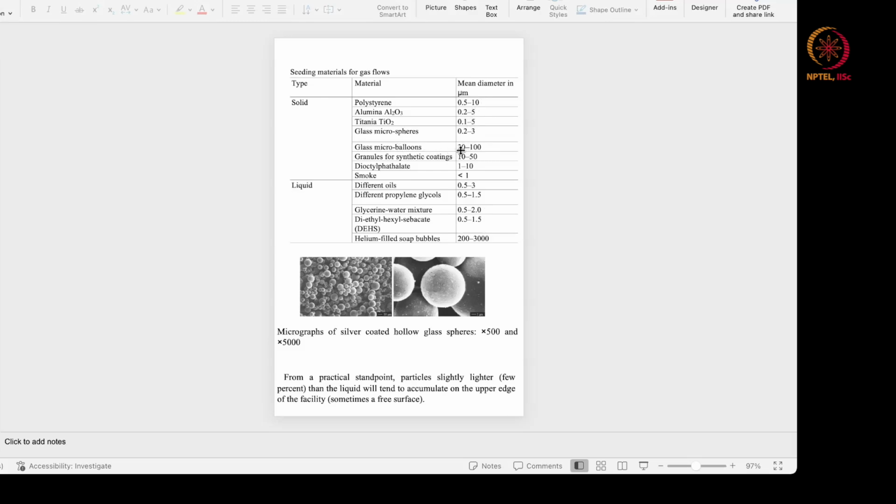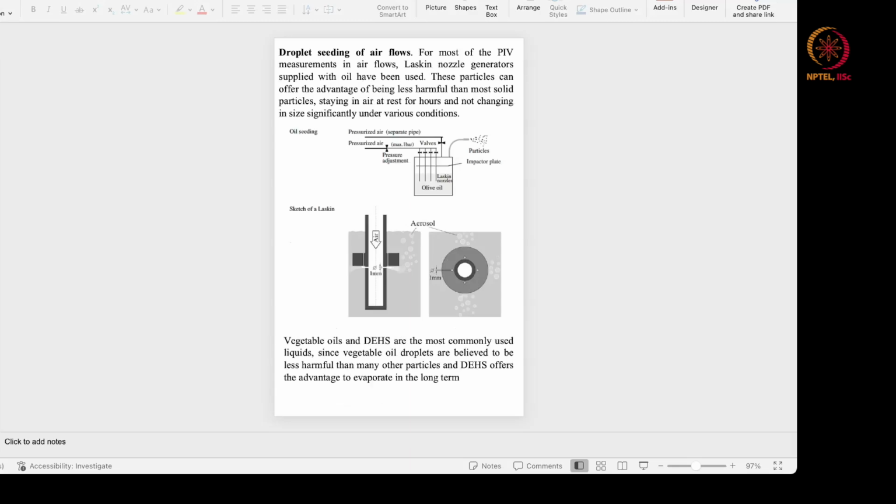Glass beads or microballoons are typically larger because they have the same density as that of air. So that's why you can go larger by the same principle that we said. From a practical point of view, particles slightly lighter than the liquid will tend to accumulate on the outer edge of the facility sometimes. That can also happen. And this is an example of droplet seeding. This is for most of the PIV measurements.